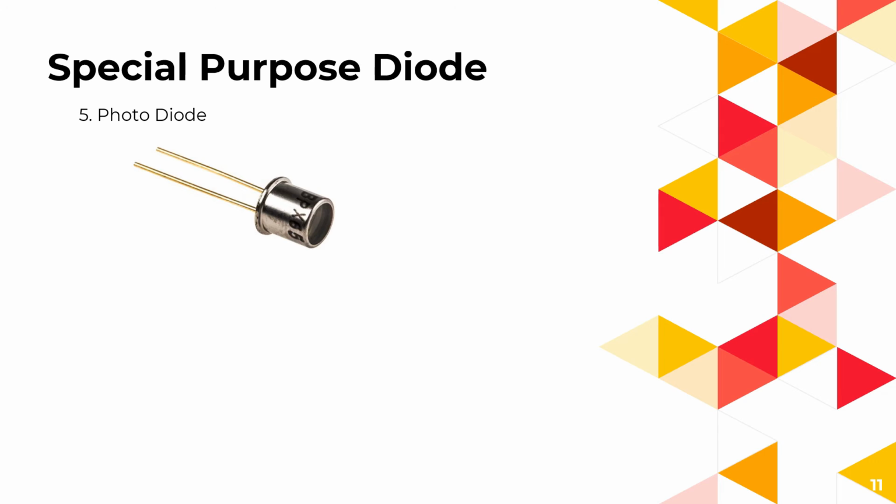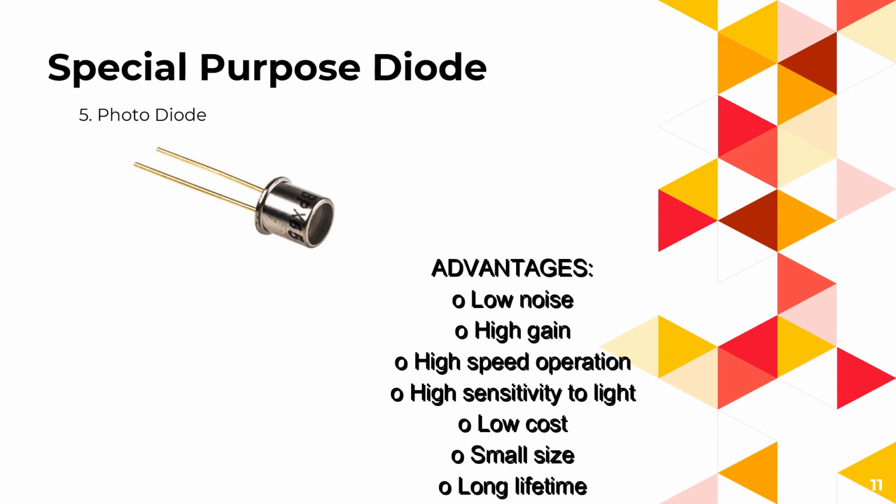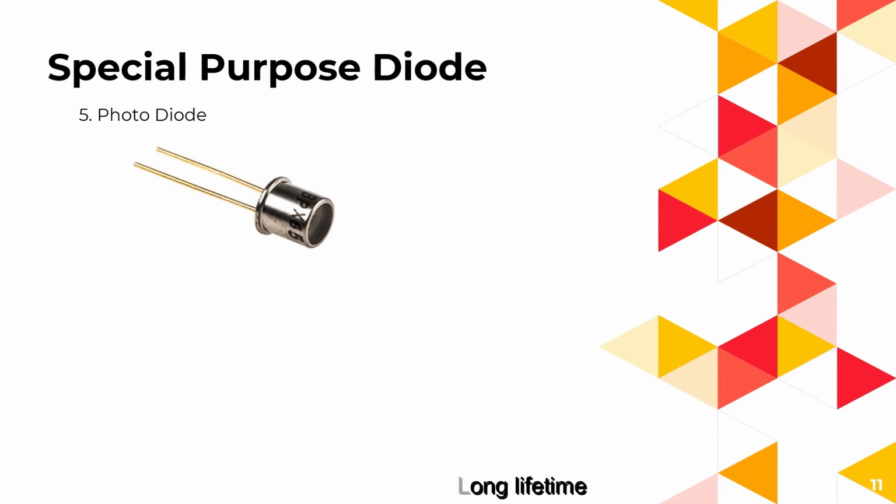Advantages of photodiode. Photodiode has many advantages such as low noise, high gain, high speed operation, high sensitivity to light, low cost, small size, long lifetime.